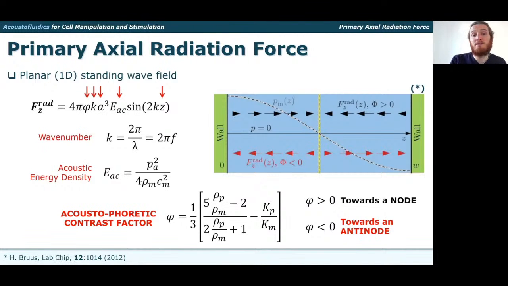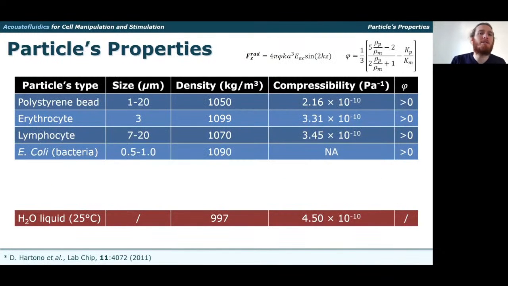So the relative difference in density and compressibility between the particle and the medium plays a very important role in defining the magnitude and directionality of the radiation force. So let's consider some typical particles which are manipulated in acoustofluidic resonators and their physical properties, particularly their size in micrometers corresponding to the diameter. For a non-spherical particle, this would be an equivalent diameter, the density in kilograms per meter cubed, and the compressibility in Pascal to the -1, as well as the acoustofluidic contrast factor.